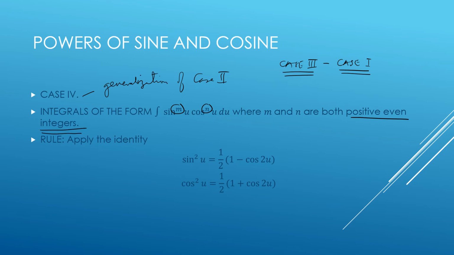Just like what we did for case 2, we will apply the trigonometric identity sine squared u equal to 1/2 of the quantity 1 minus cosine 2u, and cosine squared u is equal to 1/2 of 1 plus cosine 2u. So again, there is a reduction of the exponent or the power from 2 to 1, but make sure that you double the angle u. It becomes 2u.